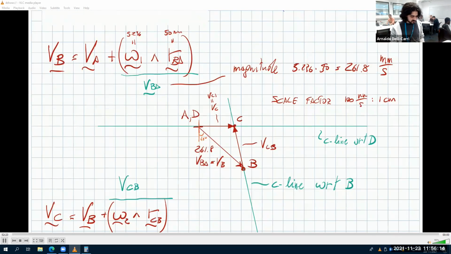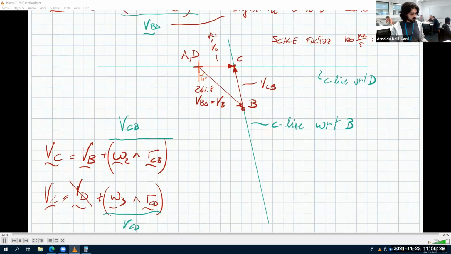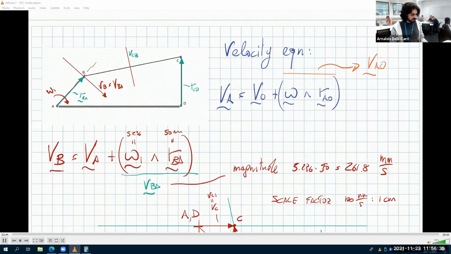That's it. We found VA, VD, they are both 0. We found VB, this length here. We found VC, which is this length here. We need to find omega-2 and omega-3. Omega-1 is 50 RPM. Omega-4 is 0. So we need to find what is omega-2 and omega-3.